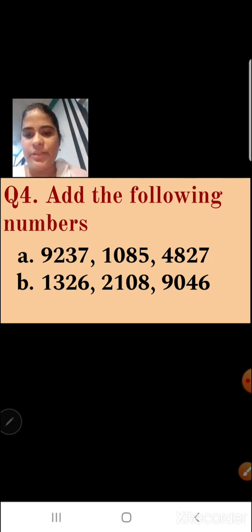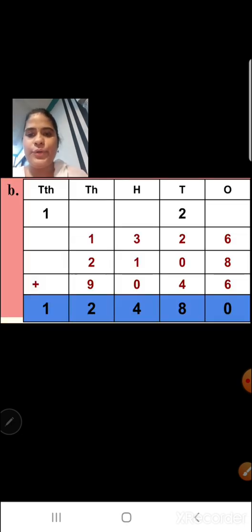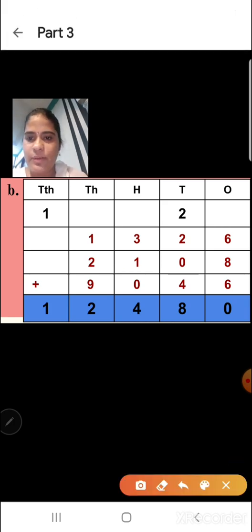The B question is 1,326, 2,108, 9,046. All these three numbers we have to add. So again we have to draw the columns properly, the table properly, write the numbers in the proper place, and then we have to add. While adding we have to start from ones place. So let us add.